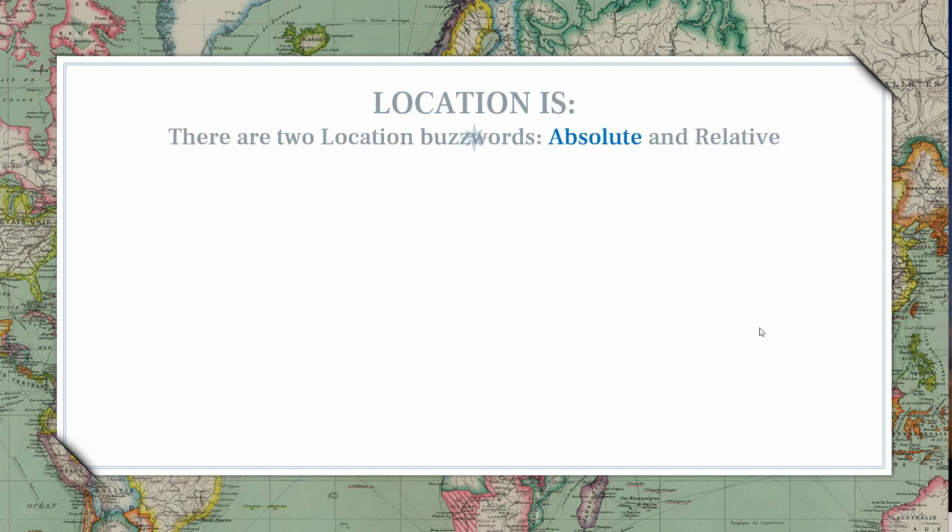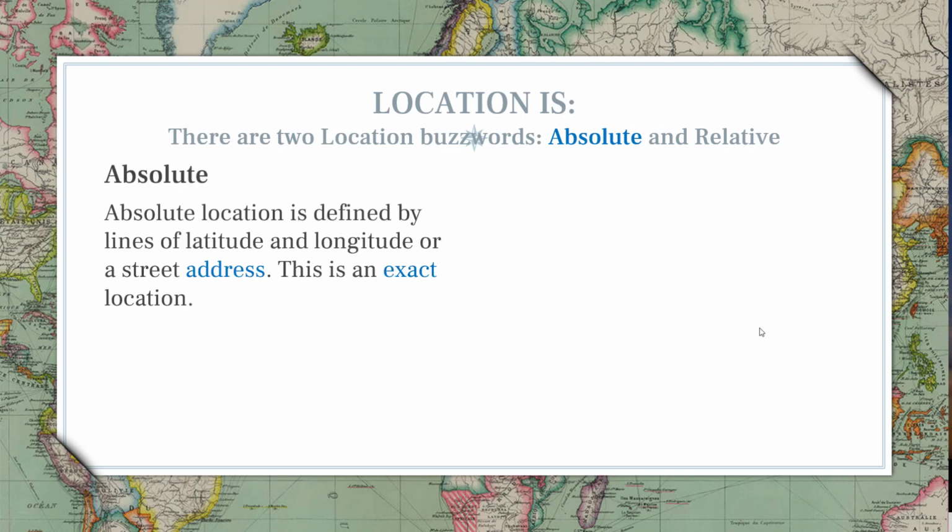Okay, we are to the L of Mr. Help, location. Now, location only has two buzzwords. They are absolute and relative. Now, absolute location means that it is an exact location. It is usually defined by lines of latitude and longitude or a street address. You know exactly where it is. I like to say absolute location means you absolutely know exactly where it is.